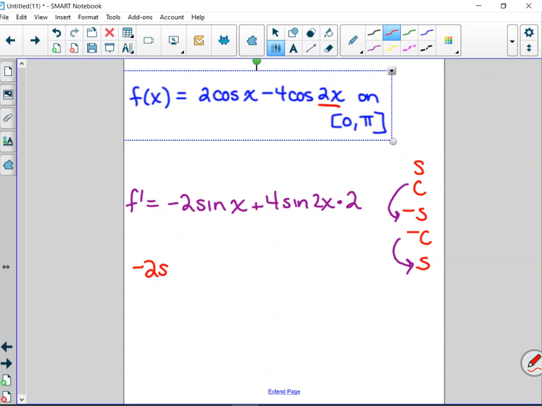So negative 2 sine x plus 8 sine 2x equals negative 4 over pi. That's what I have to solve. There is no way that you're going to solve that algebraically. You're just not going to do it. They're not nice numbers. They're not unit circle values. You're not going to be able to think about this or factor it or rewrite it or do anything analytically to get a solution. That's why you have the calculator on this problem.